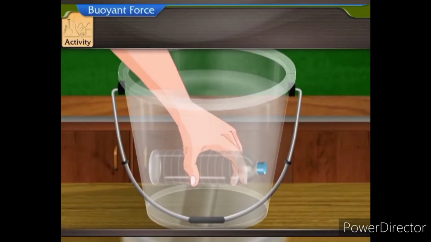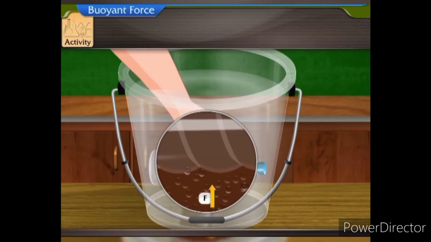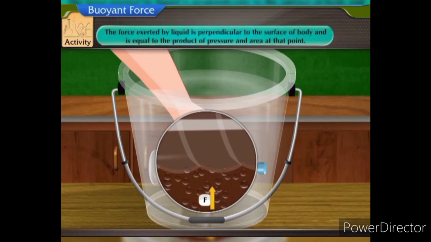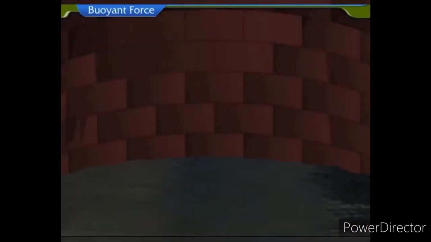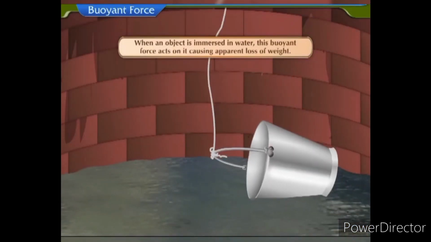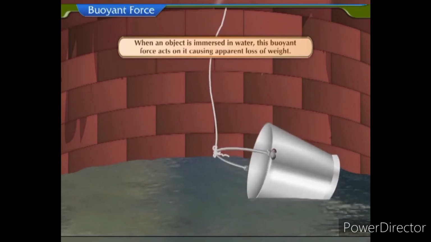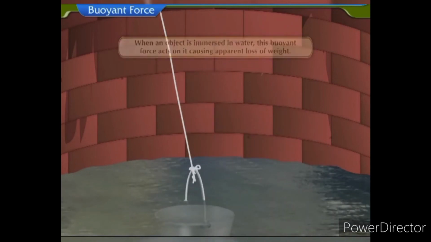When a body is partially or fully dipped into a liquid, the liquid exerts forces on the body. The force exerted by the liquid is perpendicular to the surface of the body and is equal to the product of pressure and the area at that point. The resultant of these contact forces is called a buoyant force. When an object is immersed in water, this buoyant force acts on it, causing apparent loss of weight.